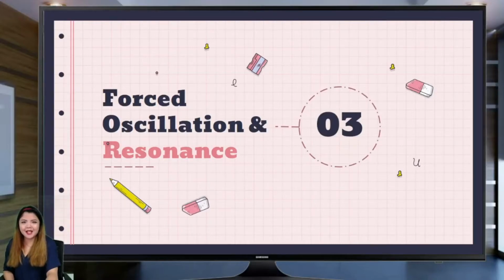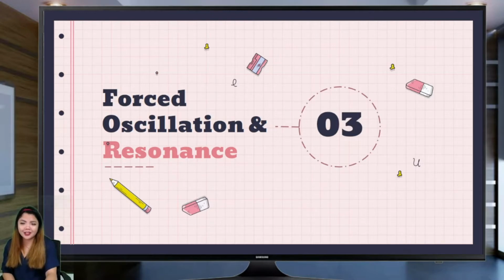Okay, so this is our third lecture video for this lecture series on oscillations and waves. We now know two different kinds of oscillations. First is the idealized type, which is the simple harmonic motion, wherein the amplitude of the oscillation is constant all throughout the motion. And second, we've also discussed damped oscillation, wherein the amplitude of the motion decreases with time.